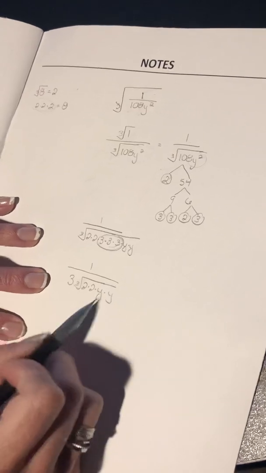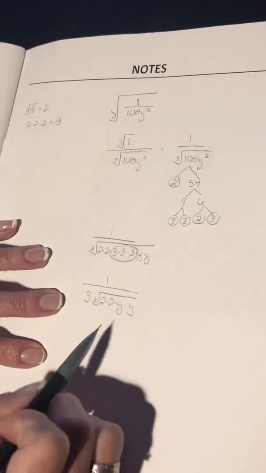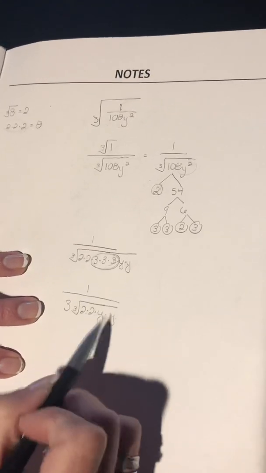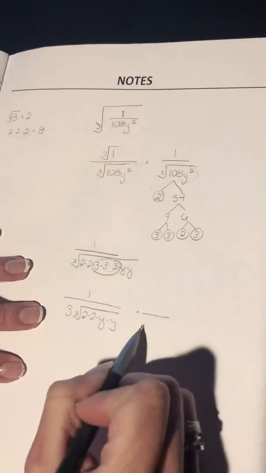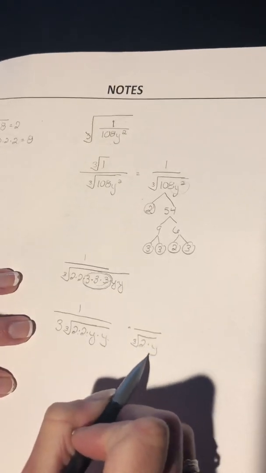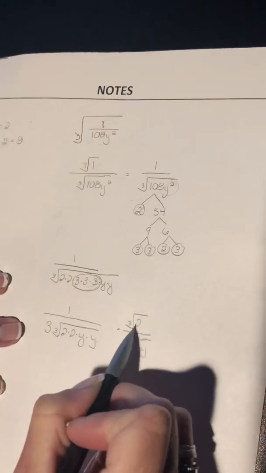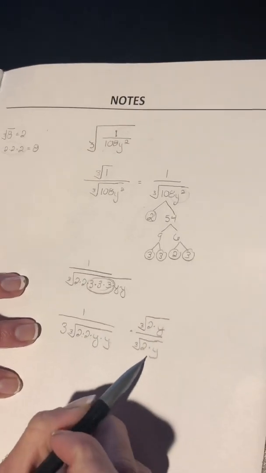At this point, we don't want radicals in the denominator, so we need to think about rationalizing our denominator. So I need to think to myself, well, how can I make these groups of 2 be a group of 3? So what I can do is multiply by the cubed root of 2 times y. And if I do that in the denominator, I have to do that in the numerator as well, because I essentially just want to multiply by 1, the same thing on the top and the bottom.